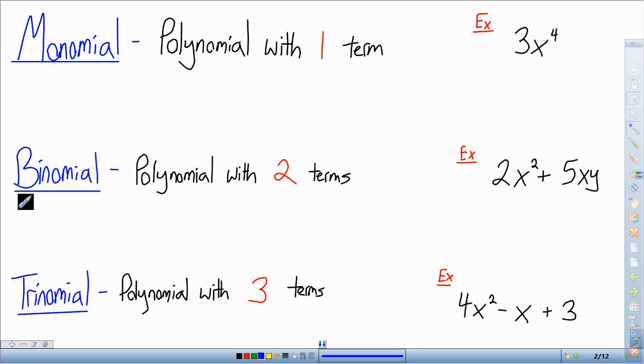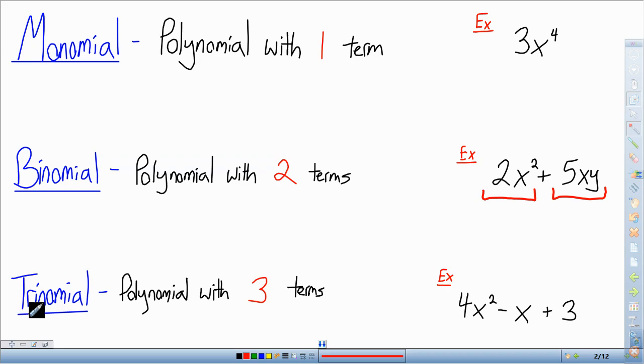Binomial, as you might expect, is a polynomial with 2 terms. Our example over here, 2x squared plus 5xy. This is just 2 terms. And if it helps to show you in your notes, there's one of them and there's the other. This thing is considered a binomial.